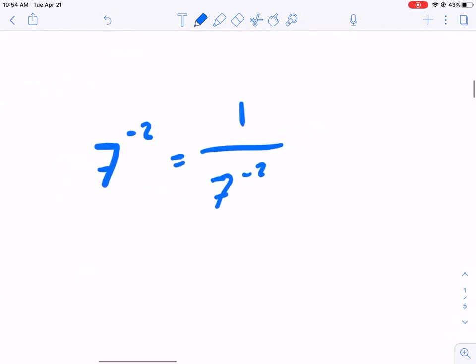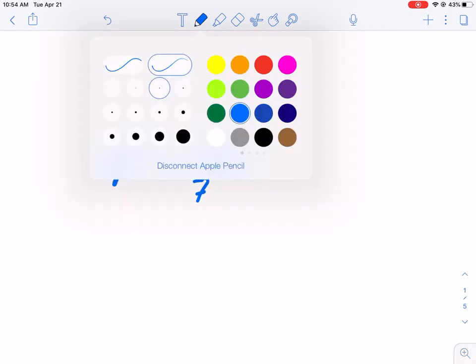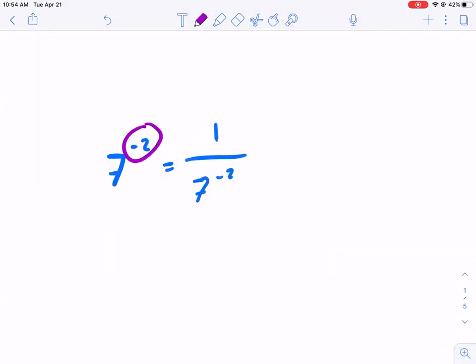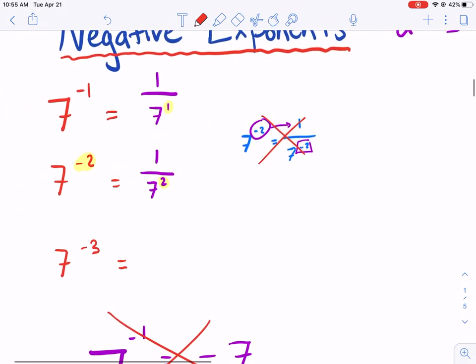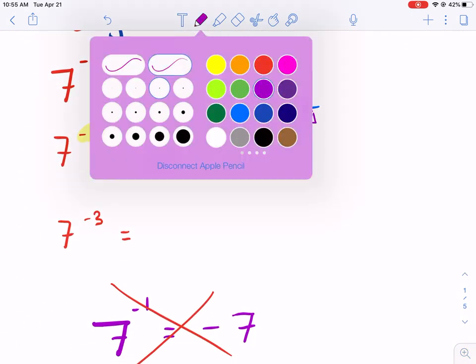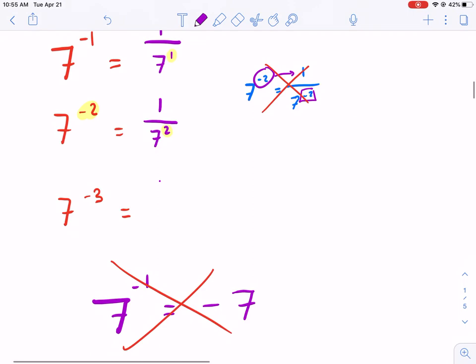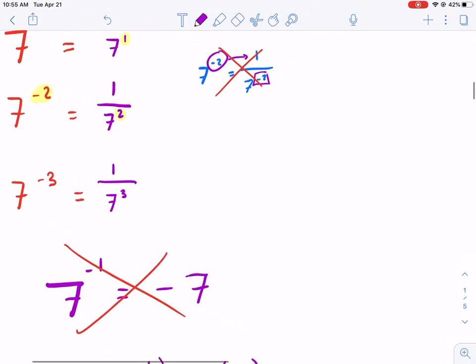Okay, you can't just change it. If you're going to change this -2 to be under 1, then something needs to change with the exponent. You just can't keep the same exponent. This is changing the value, so this is bad. You don't want to do this, okay? But that's pretty common. So now we have 7 to the -3. I hope you guys are seeing the pattern. It's 1 over 7 to the 3rd power, okay?